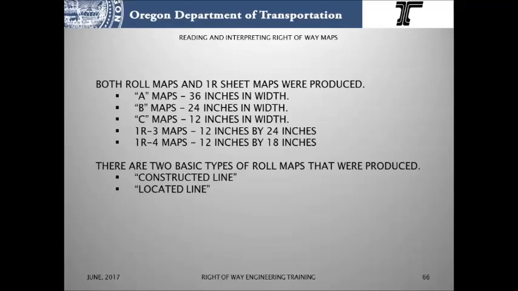There actually was 1R1 through 1R5 maps. They were used for different things. And some of the sizes were on the 1R1, 2, and 5. Usually they were 12 by 18. Sometimes they're a little bit different. So there are two basic types of roll maps that were produced, and that is the constructed line and the located line.